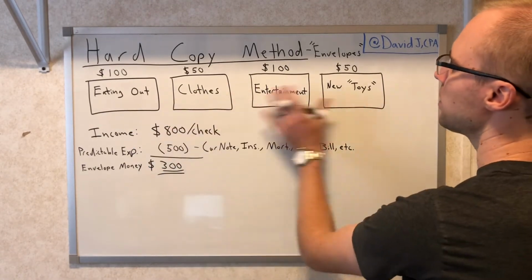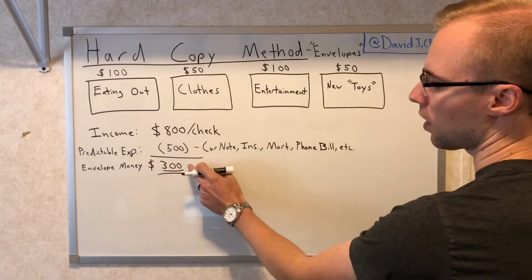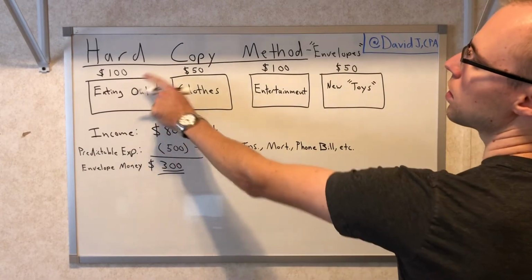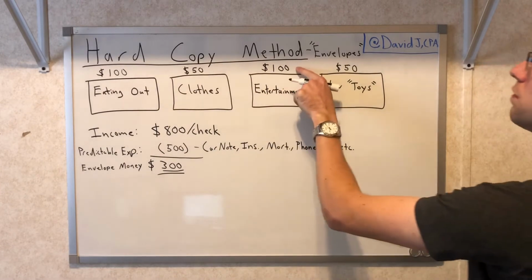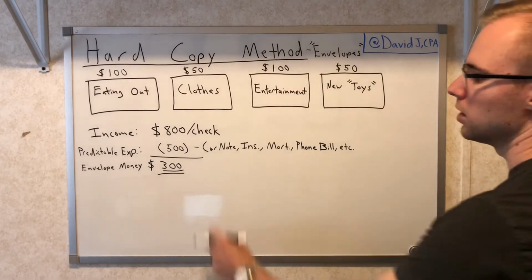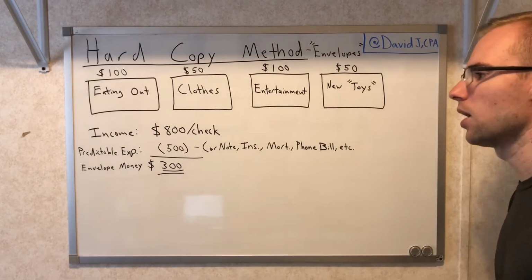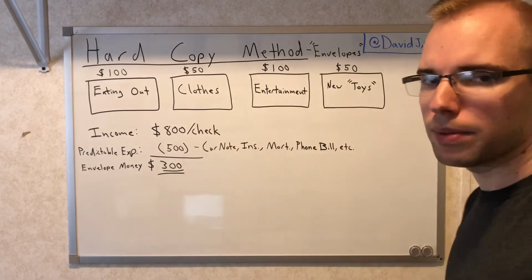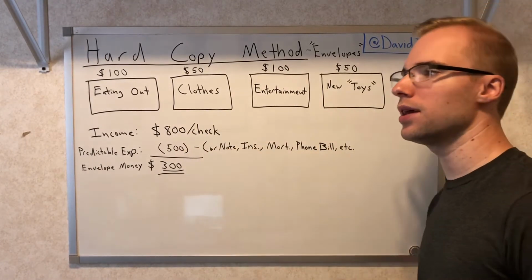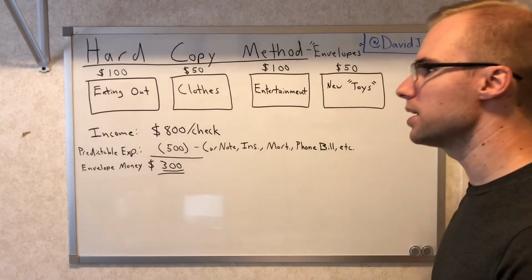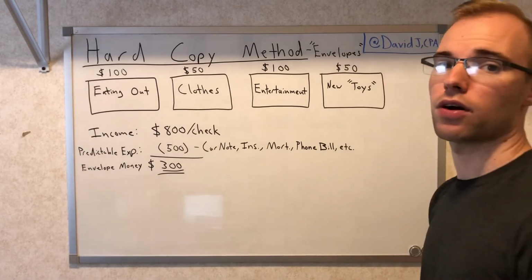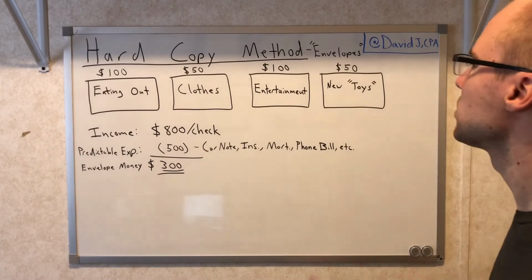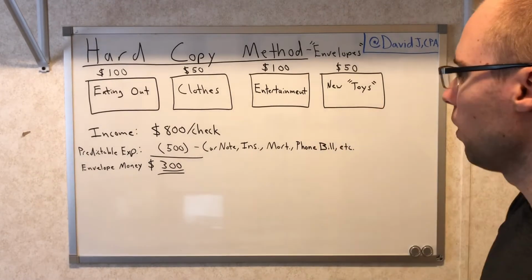Now, we add this up. This must equal our envelope money here. 100, 150, 250, 300 bucks, okay? So that ties us out. So we're still giving every dollar of our income a job. It's just a little bit different than the percentage-based method that I went over in my previous video. So that is really what is going on here.